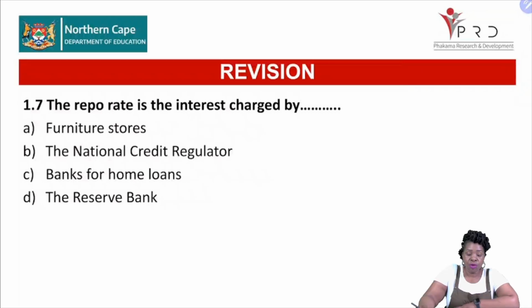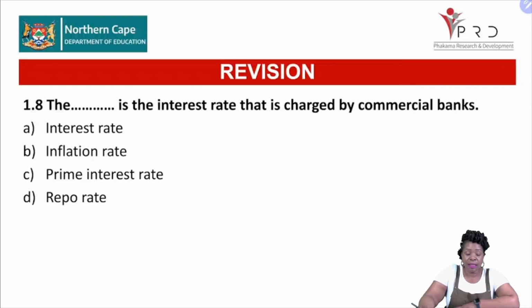We move on to the next one, 1.8. It says the dash is the interest rate that is charged by commercial banks. A, interest rate, B, inflation rate, C, prime interest rate, and D, repo rate. Right, answer 1.8, and then we can move on.